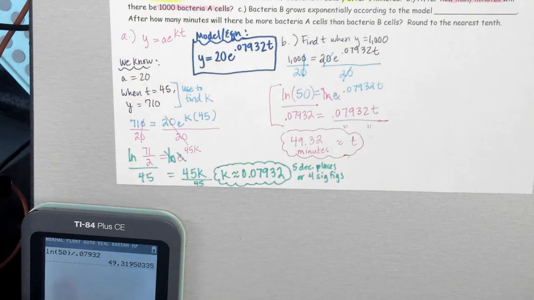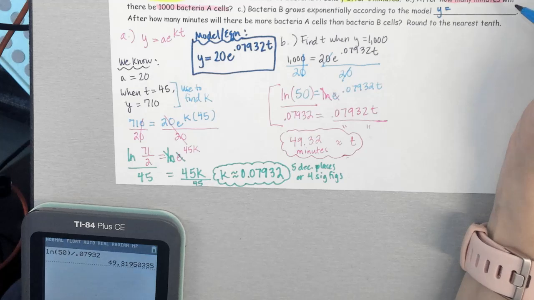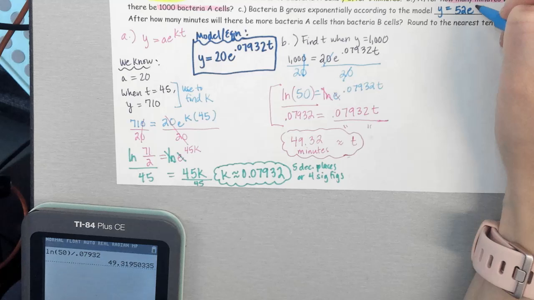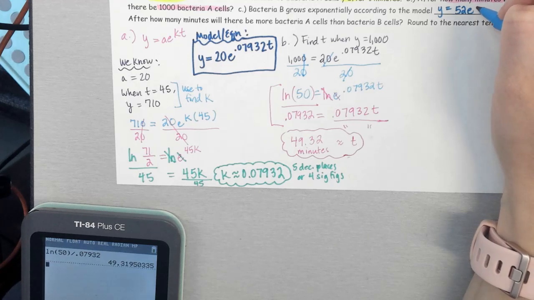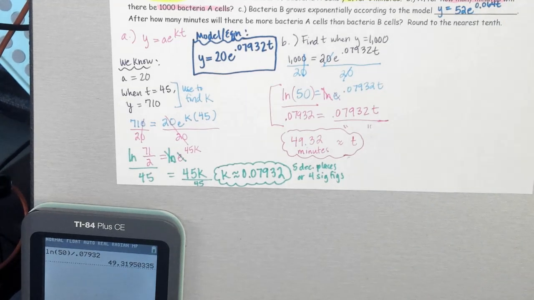Okay, and then for part C, it says bacteria B, so a new type of bacteria, grows exponentially according to, and then this would be given to you. So there's a model for bacteria B that's y equals 52e to the power of 0.064t. So 52e to the power of 0.064t.